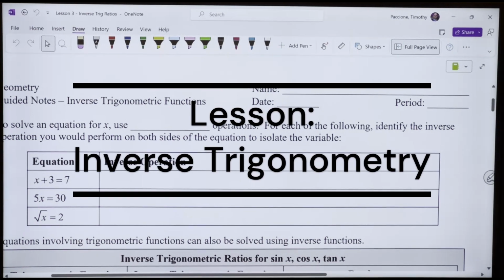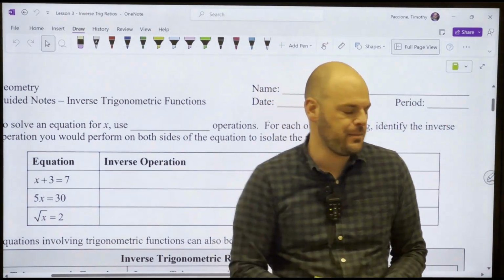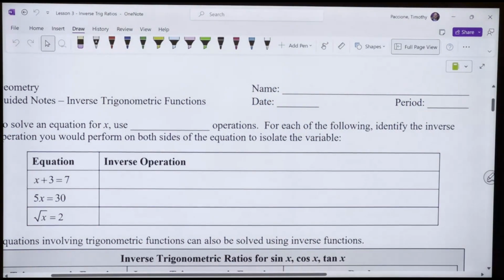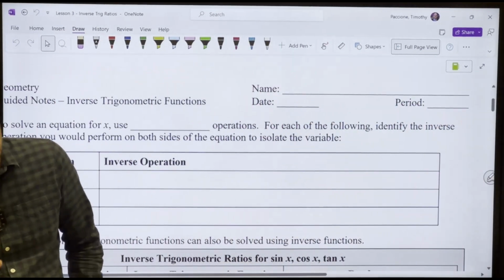So in this class, we've talked about a lot. When we solve, we do opposites, opposites, opposites, right? However, there is a fancy way to say opposite in math. Inverse. Inverse is like the technical way to talk about opposites.